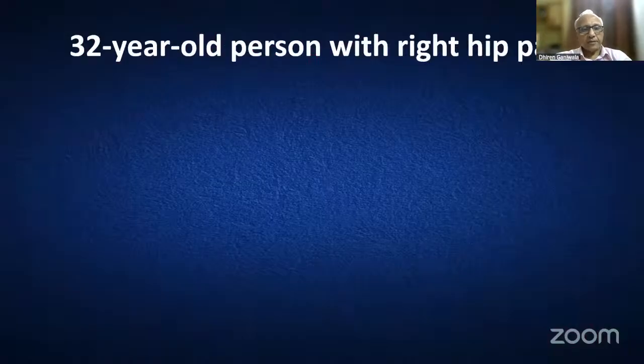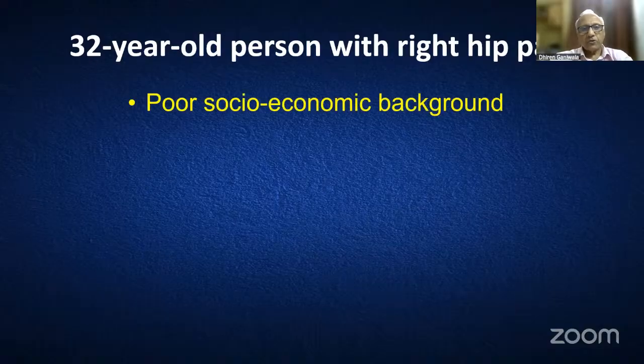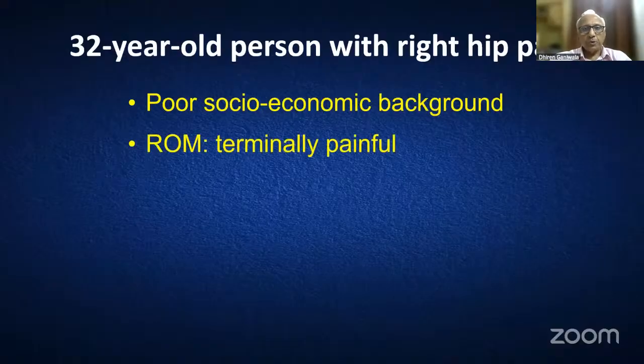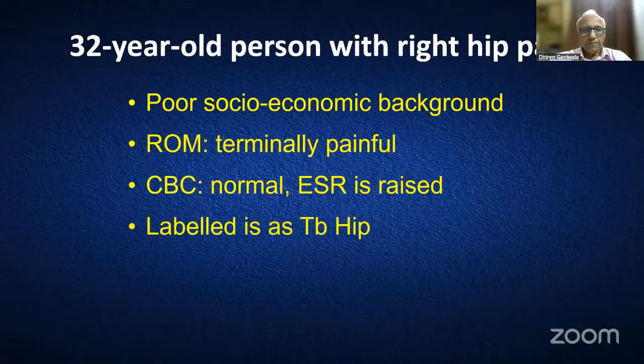A few days after that, there was a 32-year-old gentleman. He presented with right hip pain. He was from a poor socioeconomic background. His hip range of motion was terminally painful. His blood counts were normal, but ESR was raised. And based on these three pieces of information, that is, the poor socioeconomic background, the terminally painful hip range of motion, and the raised ESR, I made a diagnosis that this is tuberculous hip.